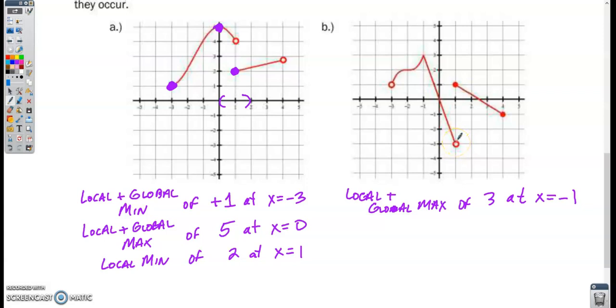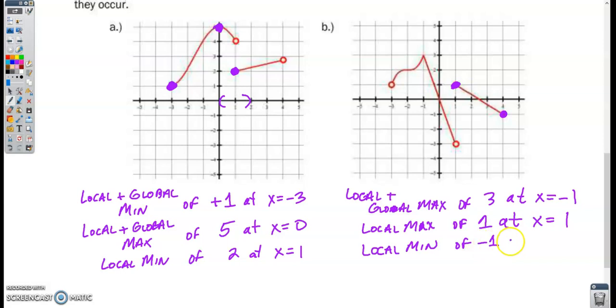All right. We do have a local max of 1 at x equals 1, right here. That's bigger than all the values of the function in some open interval around it. And we have a local min right over here of -1 at x equals 4. Okay, so there are our local and global max and min.